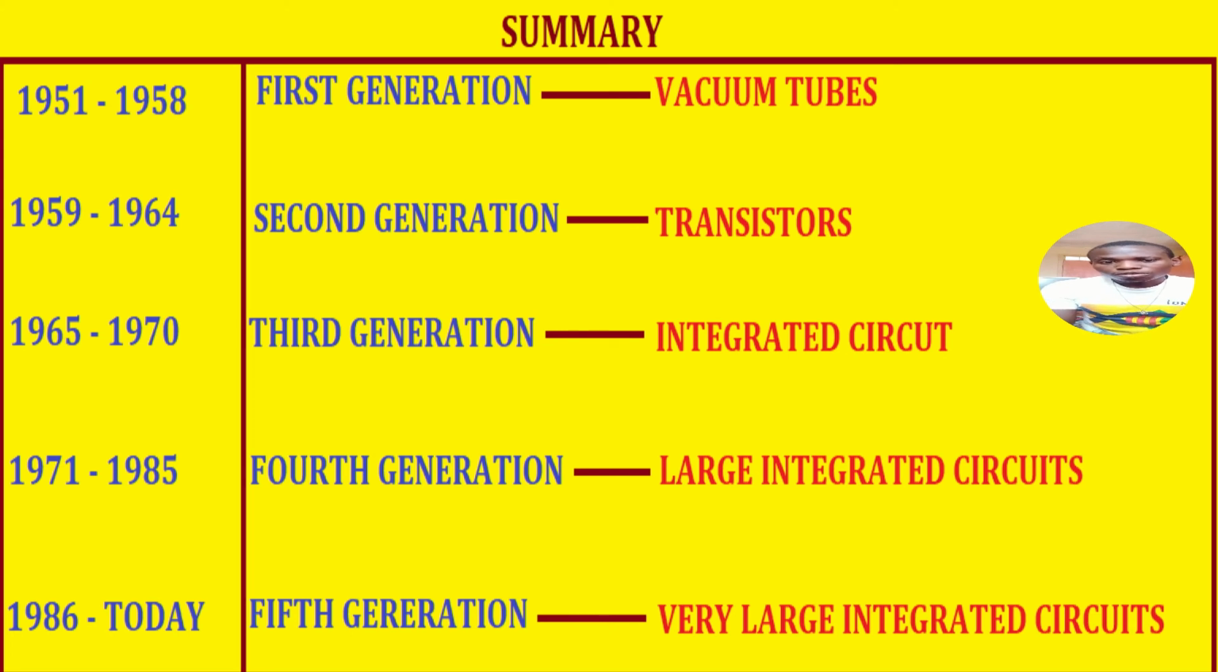The fourth generation occurred between the year 1971 to the year 1985, and the core element used were large scale integrated circuits. The fifth generation of computers began from the year 1986 up to date, and the core element under use are very large scale integrated circuits or ultra large scale integration.